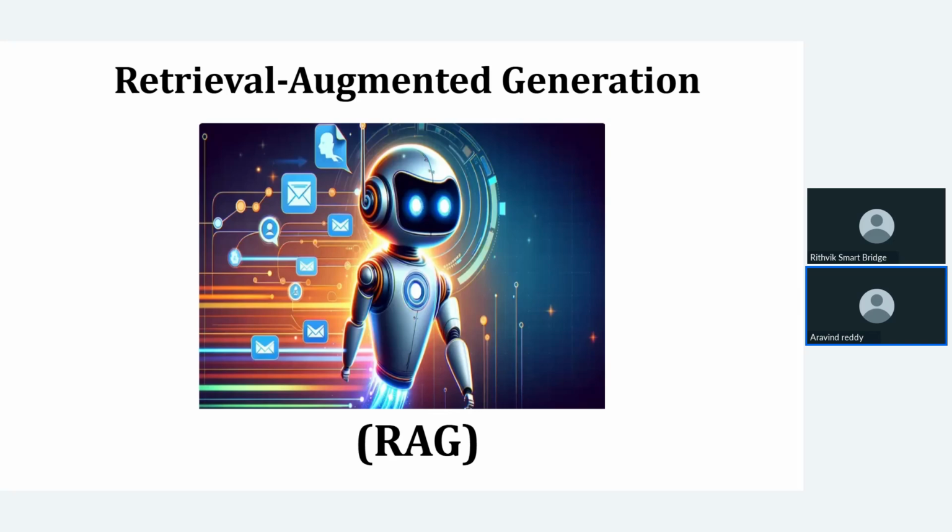Okay, fine. Then if we want to get updated data, what do we need to do? So they introduced RAG, retrieval augmented generation. Retrieval means it extracts the information from a source. It will extract some information, the model will learn from it, and it will give the response accurately.